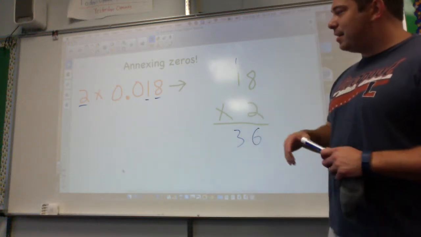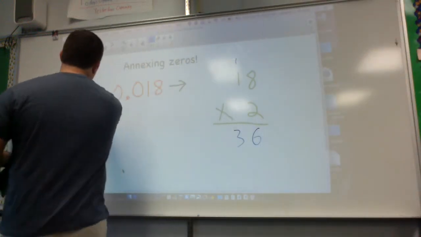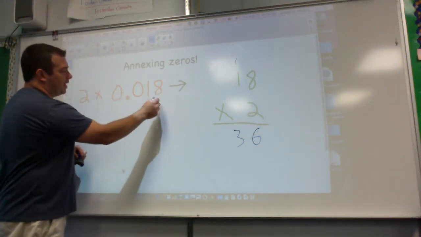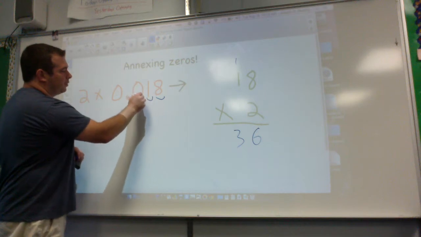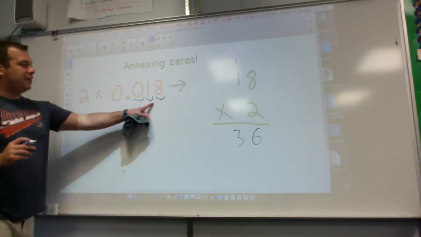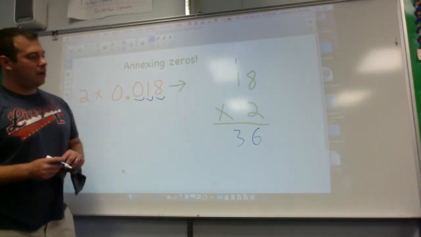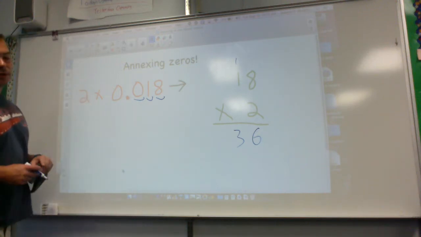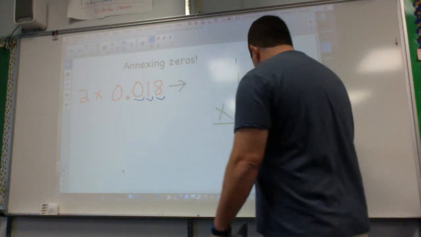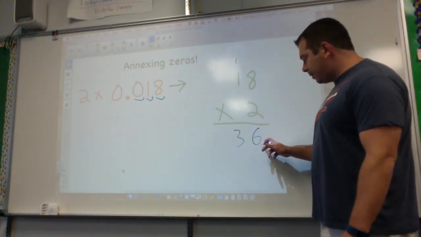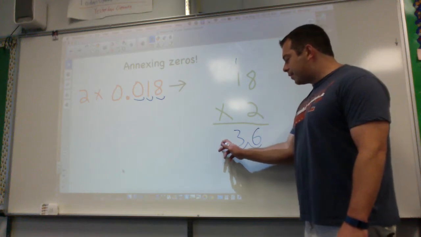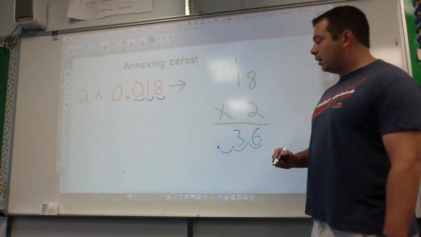Let's count how many numbers, how many place value spots I had to the right of the decimal. 1, 2, 3. Okay, to the right of the decimal I had 3 spots. This one had no decimals, so I don't have to worry about that. So I'm going to start here. I'm going to move it 3 spots. 1, 2, 3. I put my decimal there.